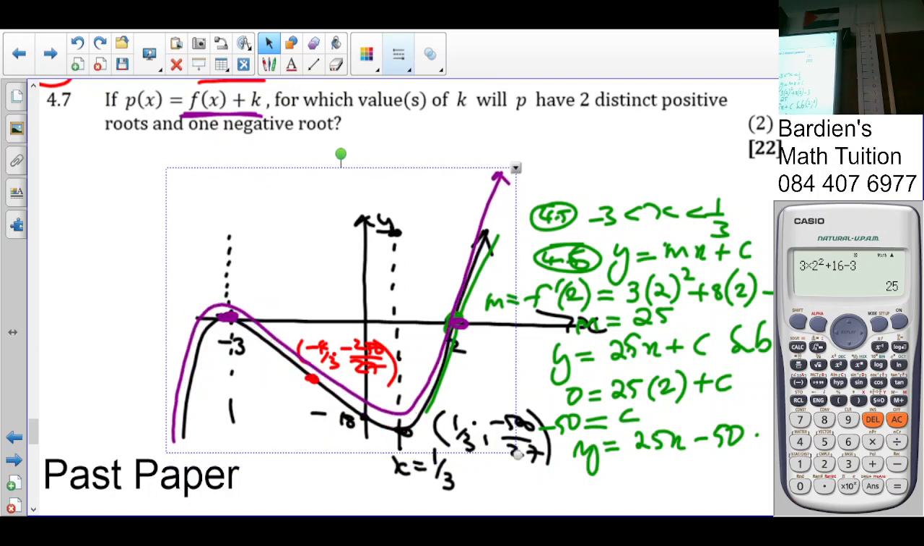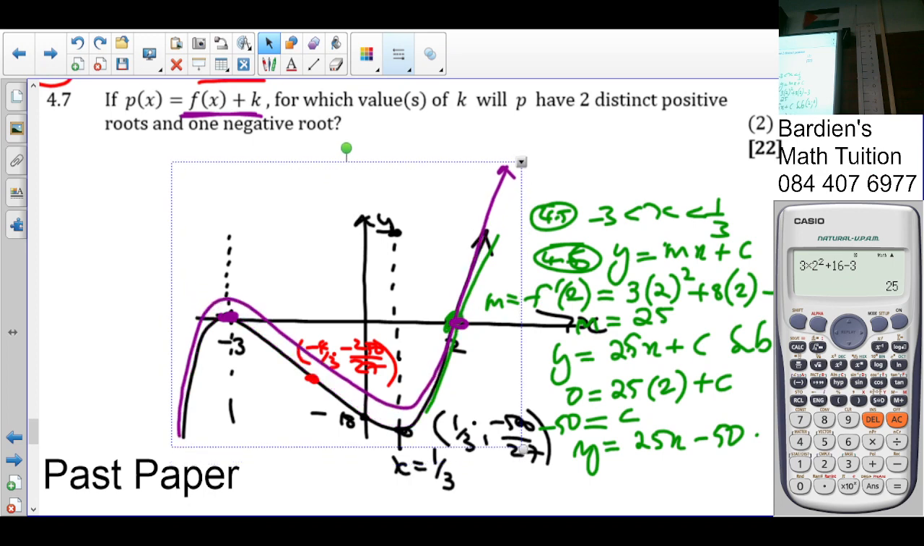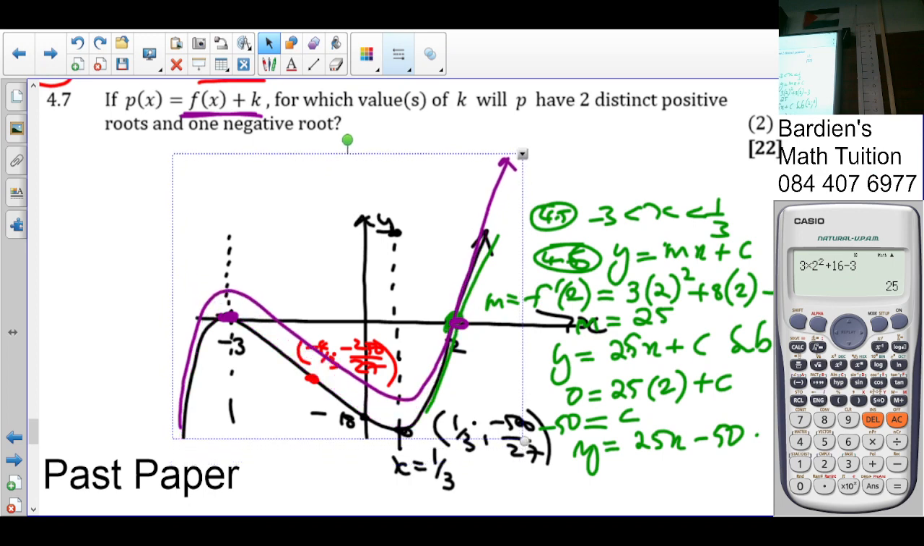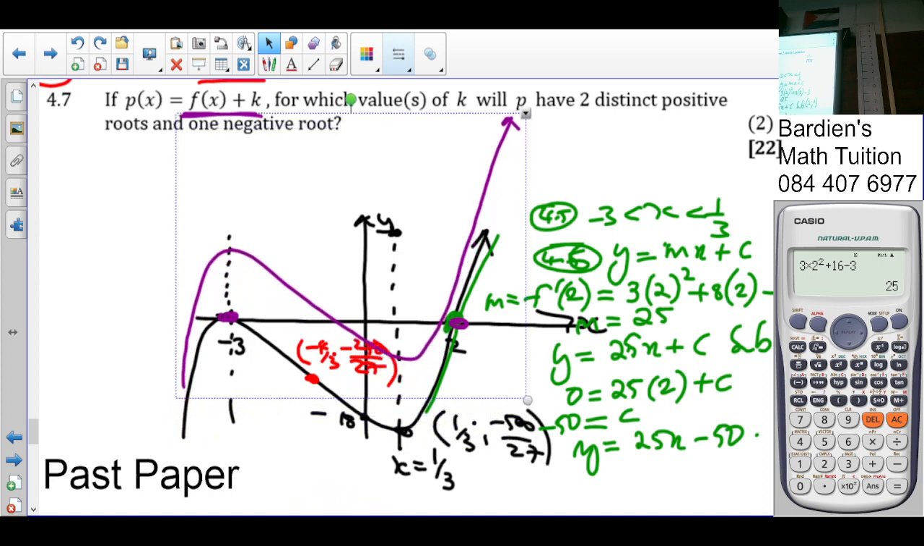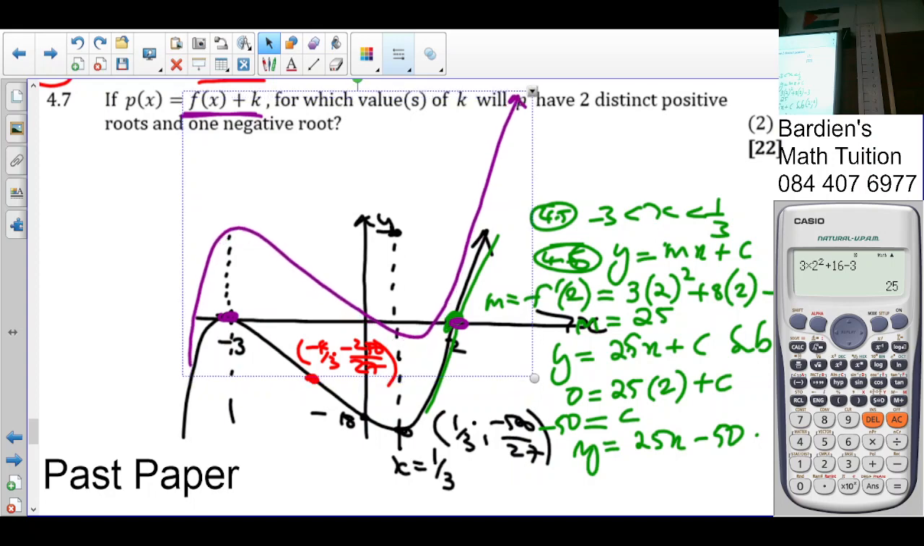Currently, we have 2 negative roots and 1 positive, up until here. Can you see that? But they want 2 positive roots, so you must go a bit higher than that. Here we've got 2 positive roots, 1 there and 1 there. Can you see that?